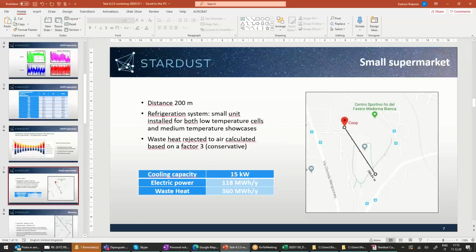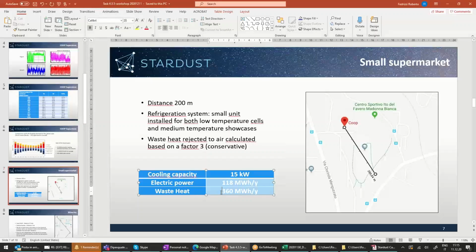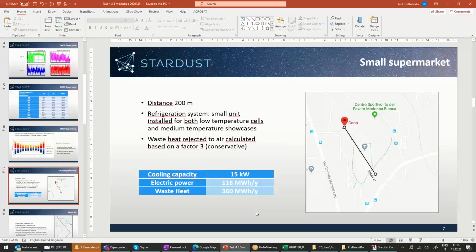Cooling capacity 15 kilowatts for showcases and for the small refrigeration cell that they have installed. And also in that case, the waste heat that they reject into air is again in the range of 360 megawatt hours per year. Again, even a small shop like that one can cover the heating demand of one of these big towers, so 50 apartments. A lot of waste heat rejected.